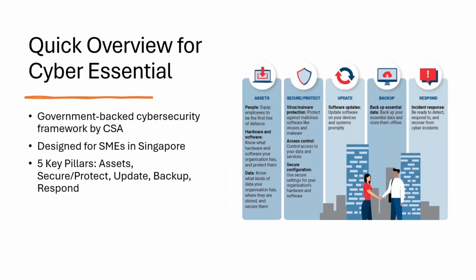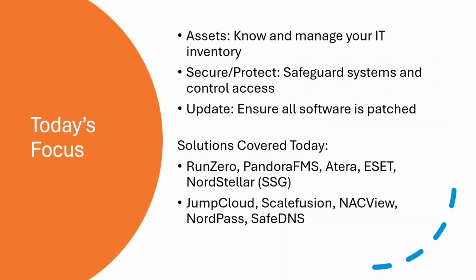So this chart, I think you may be very familiar with. There are 5 pillars from the CSA cybersecurity framework, which are designed for SMEs in Singapore. The pillars are assets, control, secure and protect, updates, backup, and response. We'll cover a few today, focusing on assets, secure and protect, and updates.